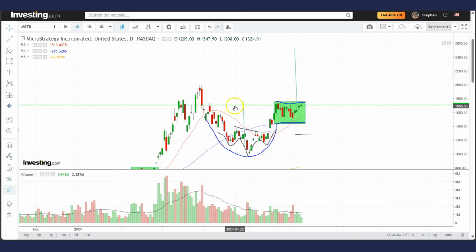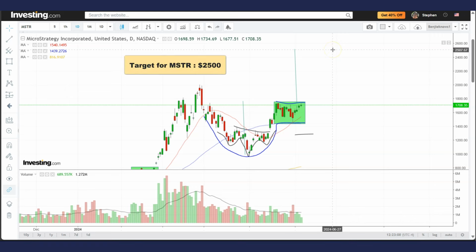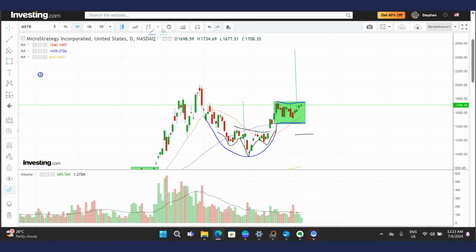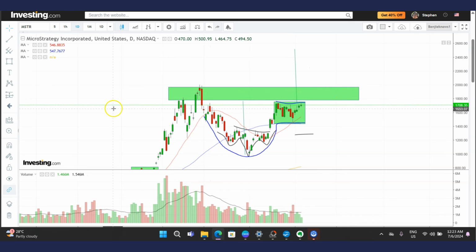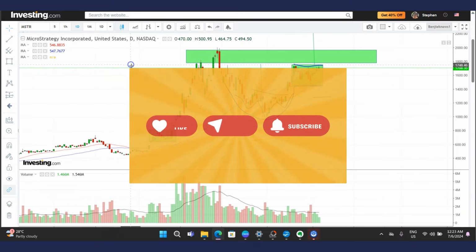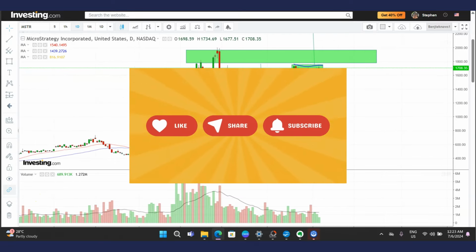So if we take the breakout target for MicroStrategy from this cup and handle pattern, its target is about 2,500, and that's very good. And if it breaks out of here, this entire area here will be a new area of support, and if it breaks out and hits the target, a decline to this area will be quite viable for long-term investors as well. So I do hope that this analysis has been helpful to you.